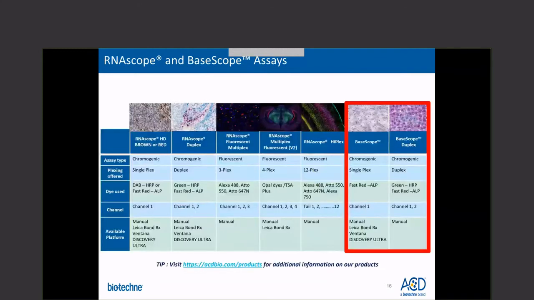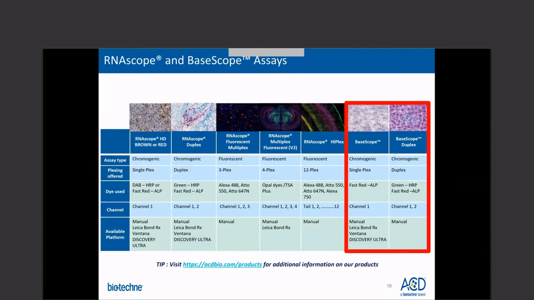This slide summarizes all the assays that are currently available from ACD. We have a chromogenic singleplex, brown or red assay, and a duplex assay on both manual and automated platforms. The multiplex fluorescent assay allows detection of up to 3 targets for the V1 assay, or 4 targets for the V2 assay, or with the high-plex kit, up to 8 or 12 targets simultaneously in a single tissue section.